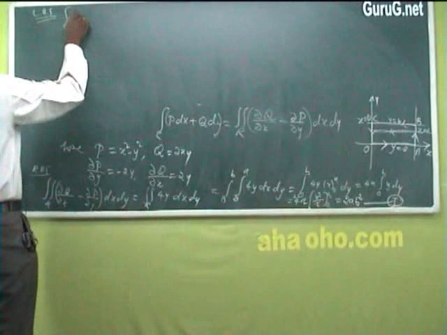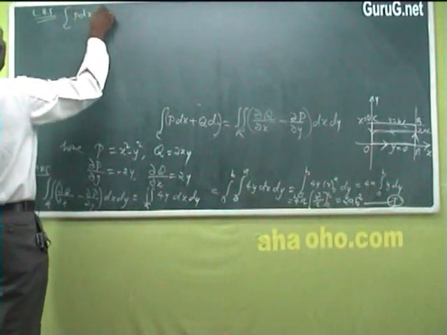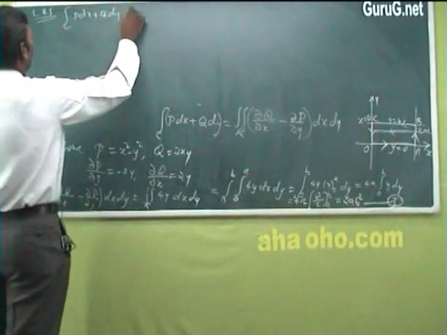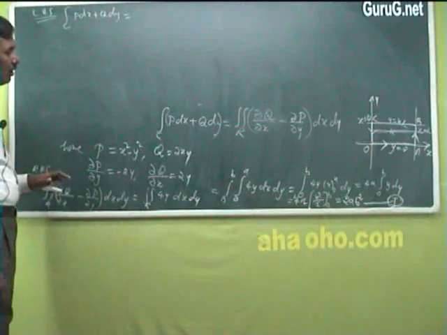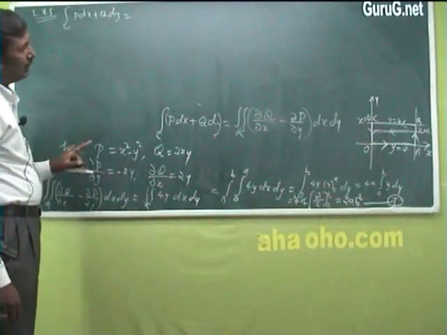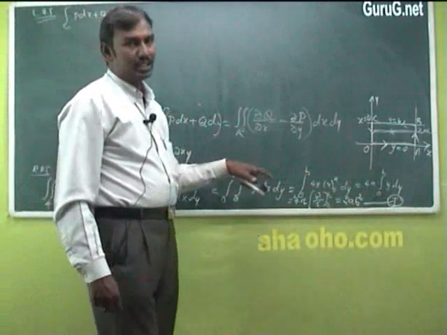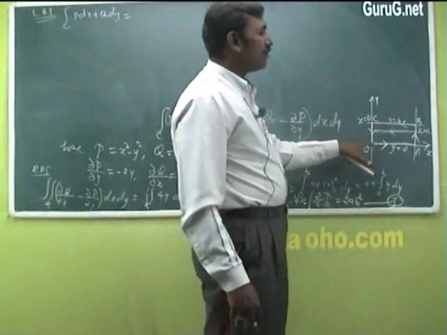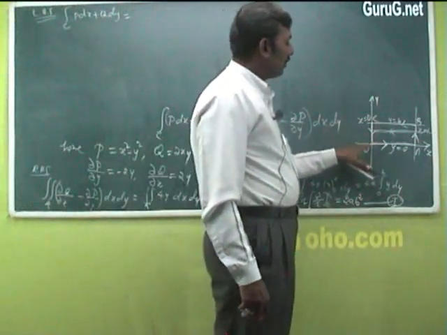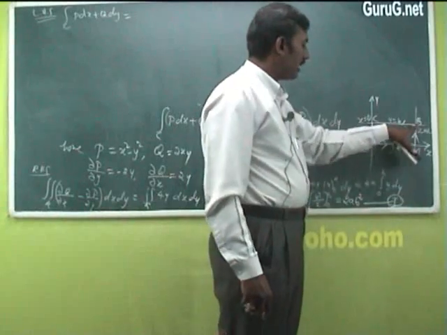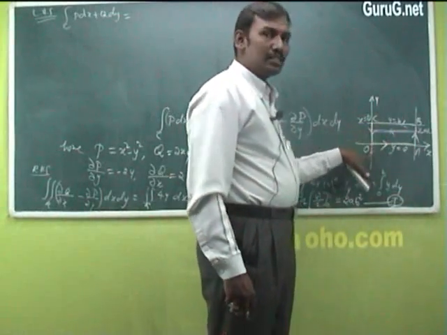So integral over C of p dx plus q dy. What is C here? C is the closed curve described in the anti-clockwise direction. So here C is the boundary of the rectangle. What will be the boundary? So OA, then AB, then BC and CO.